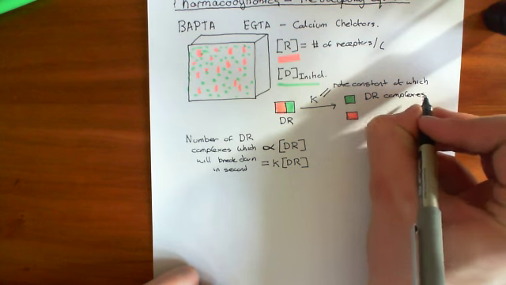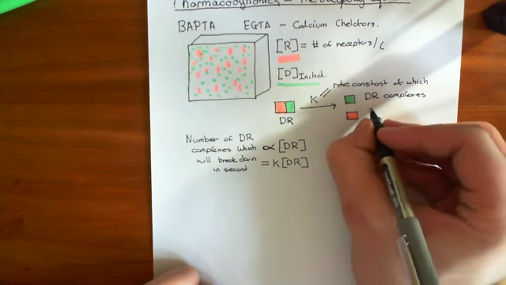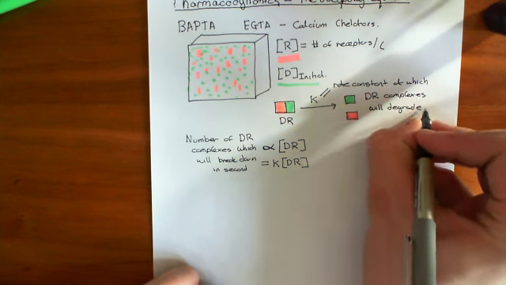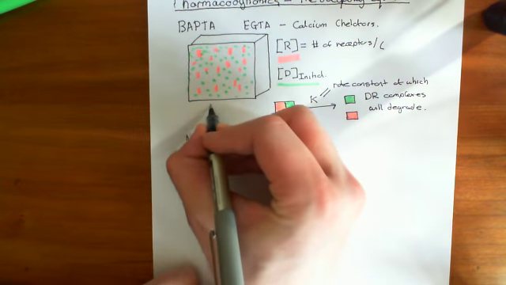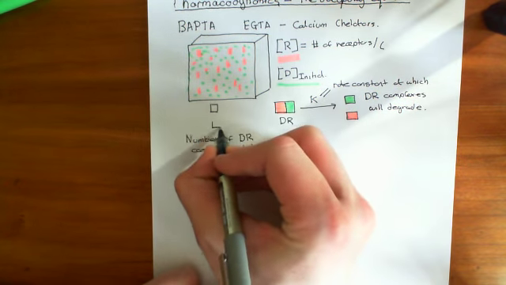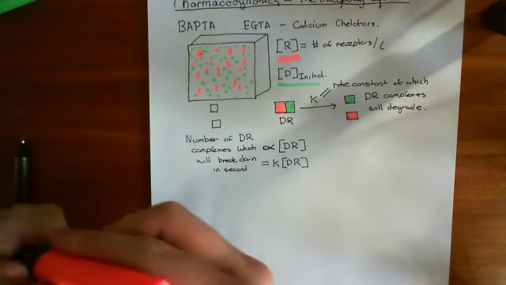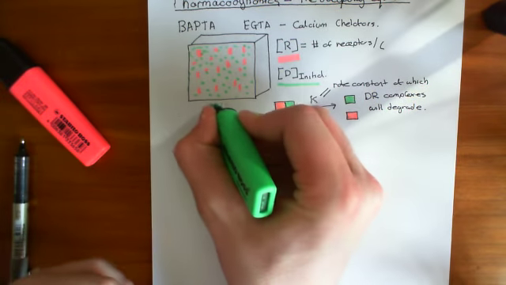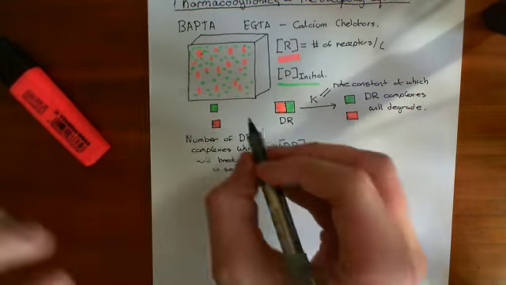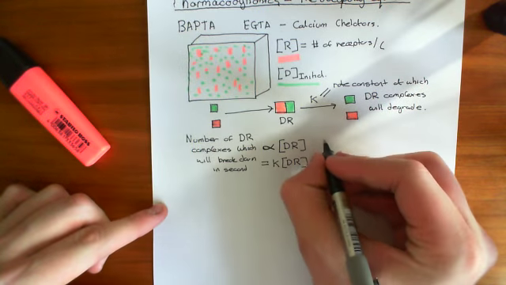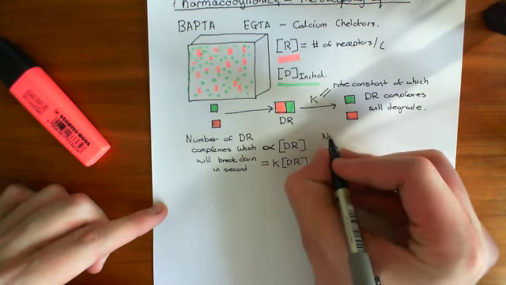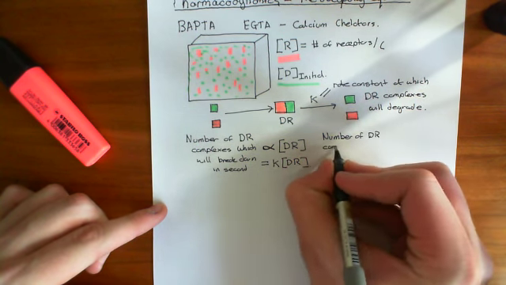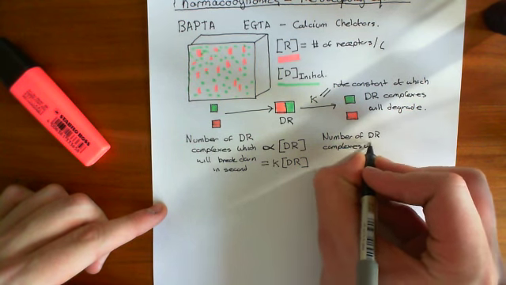Now, we've kind of attacked this from the wrong way, really, because we've talked about drug receptor complexes degrading before we've actually talked about them forming. So let's talk about the other reaction now. Let's say we've got a receptor and a drug molecule, and they're going to collide together and form a drug receptor complex. So we'd quite like to know how many drug receptor complexes are going to form in a second.